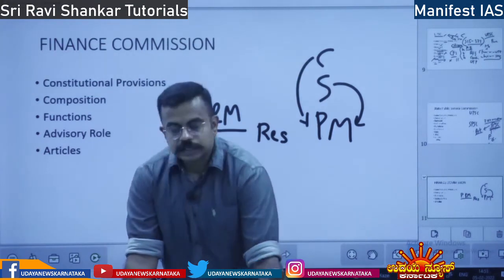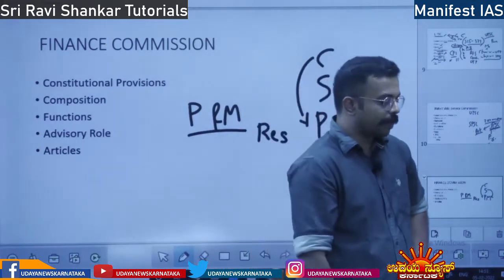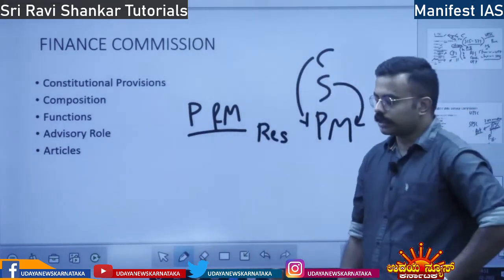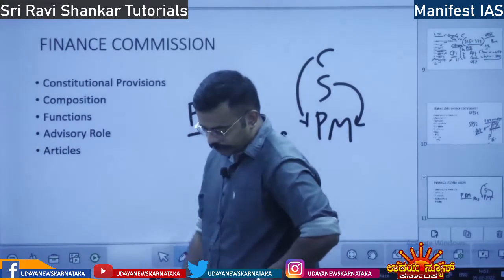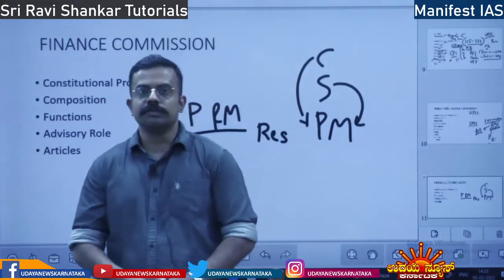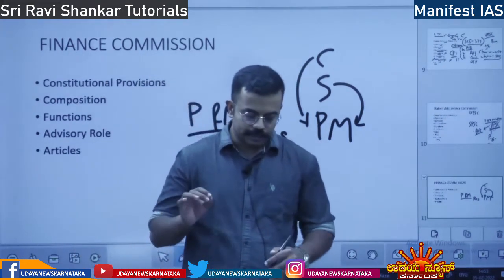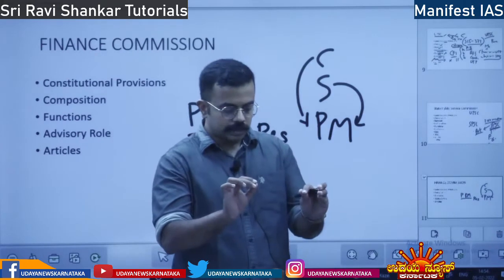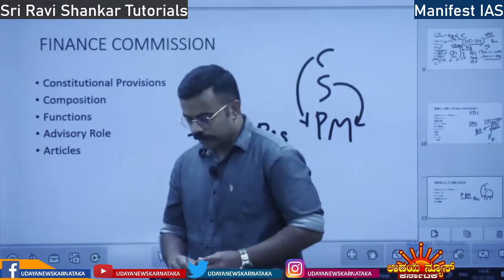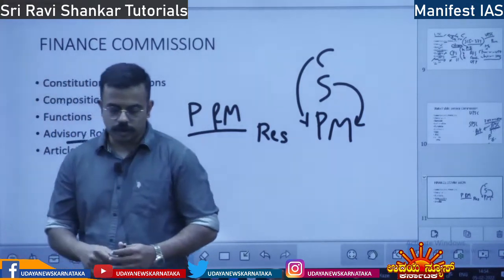The commission submits its report. To whom? Is it to the Parliament? No. It submits its report to the President, who in turn takes the report and gives it to the Parliament. Then the Parliament deliberates upon it. Advisory role. What do you mean by advisory role?